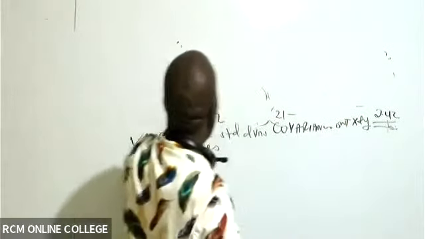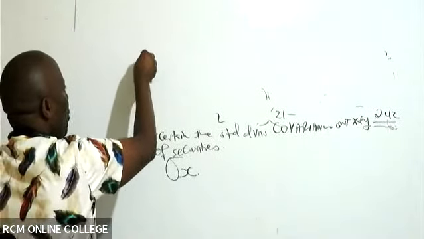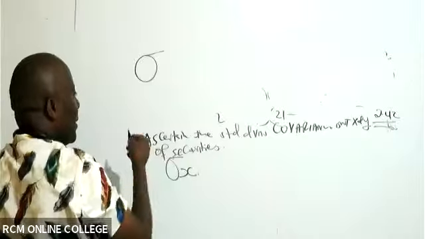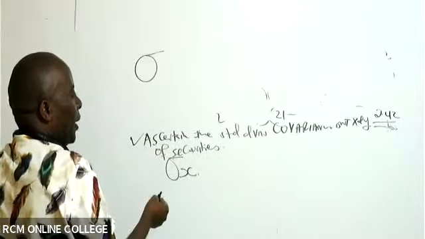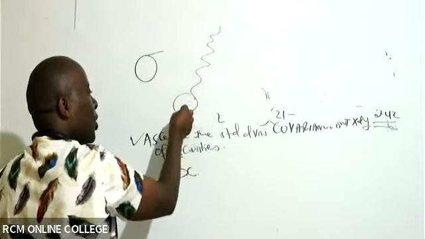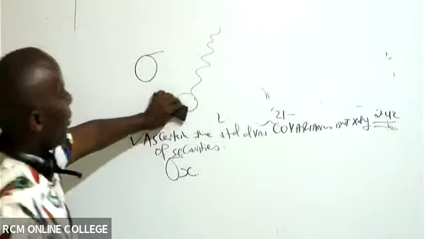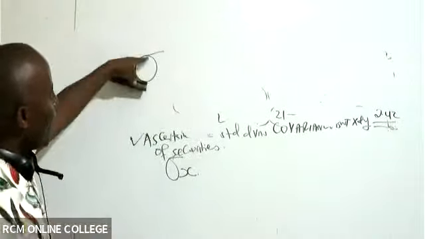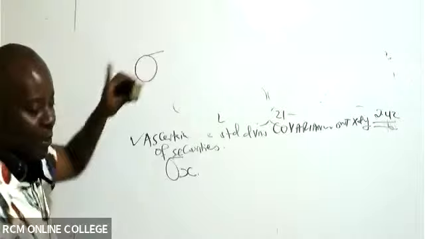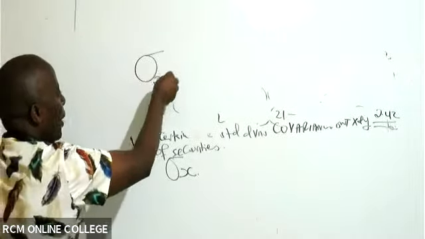Professionally, how do we write standard deviation? You write a 0 and then you pull a small tail. You'll get other students writing standard deviation differently, which is not professional. For us, ladies and gentlemen, you write a small 0 and pull a small tail, and then you tell us standard deviation of x.